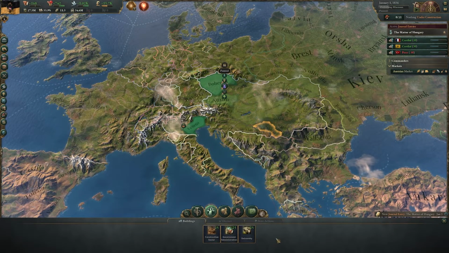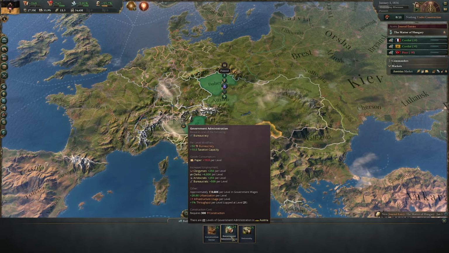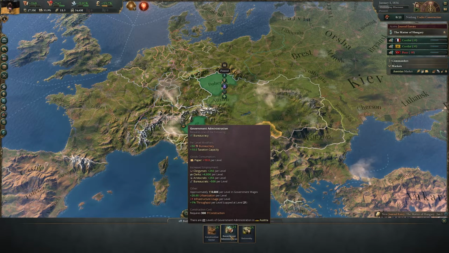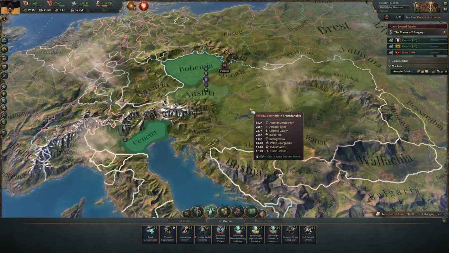Going on to political lenses, it's the same ordeal. You can build your politically minded things like your construction sectors, your government administration. All of these can be built anywhere. You just have to have other considerations. Decrees is where it gets really fun.